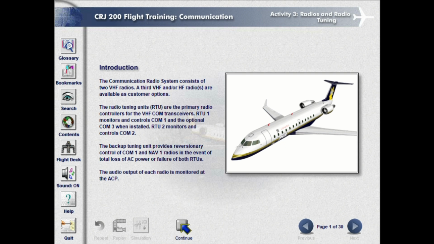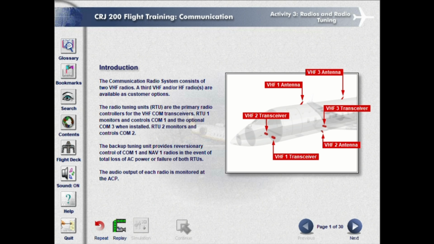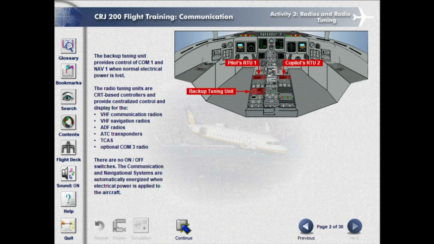The backup tuning unit provides reversionary control of COM-1 and NAV-1 radios in the event of total loss of AC power or failure of both RTUs. The audio output of each radio is monitored at the ACP. The backup tuning unit provides control of COM-1 and NAV-1 when normal electrical power is lost.